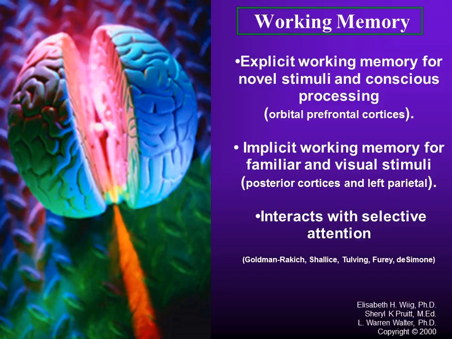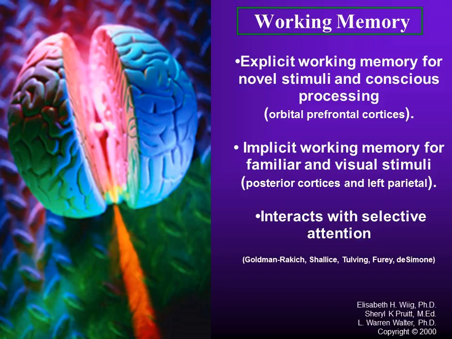Basically, there are two types of working memory. One is explicit, and that is the explicit working memory that we need to process and reprocess novel stimuli in a processing mode that is conscious. And that is basically activated or driven by activation of the orbital prefrontal cortices. Implicit working memory is very different. It has to do with the working memory that we have for familiar stimuli.